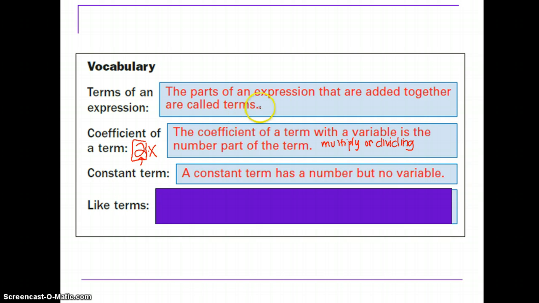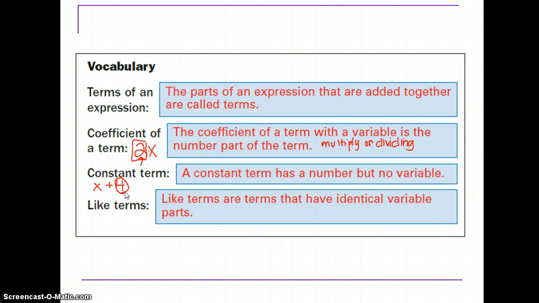Constant term has a number but no variable, like 4. So if I have x plus 4, 4 is the constant term. See how there is no multiplying by a variable. There's adding, but there's no multiplying.